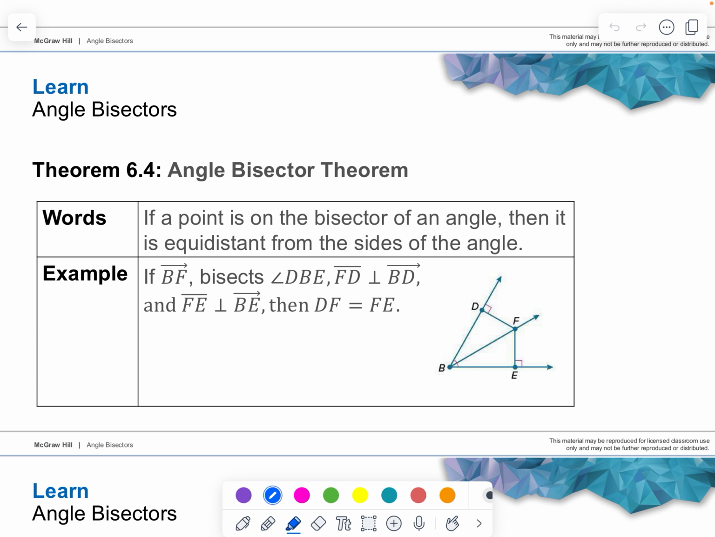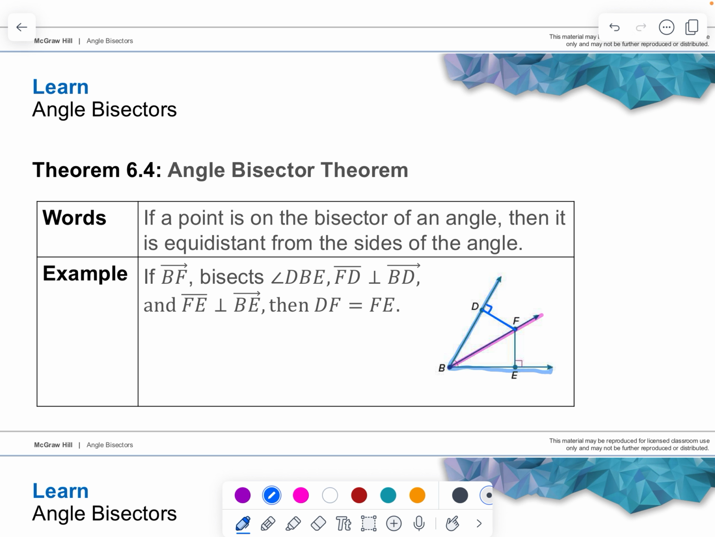So here we've got our angle, and then we've got the bisector, BF, and then we've got a point. So here's our point, right here at F. Then that point will be equidistant from the sides of the angle, and specifically, the closest distance. And the closest distance will be a 90-degree angle.